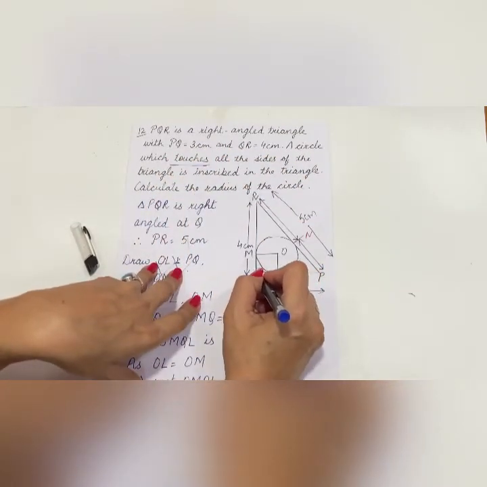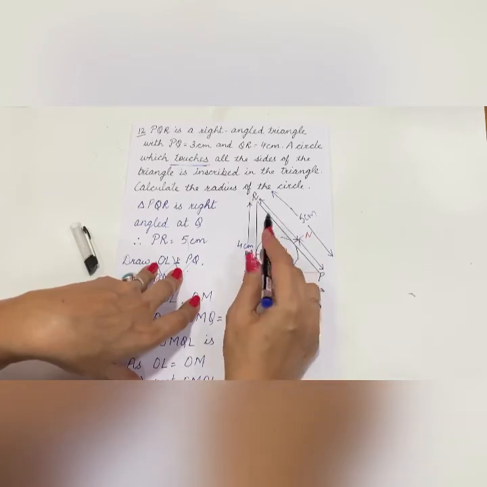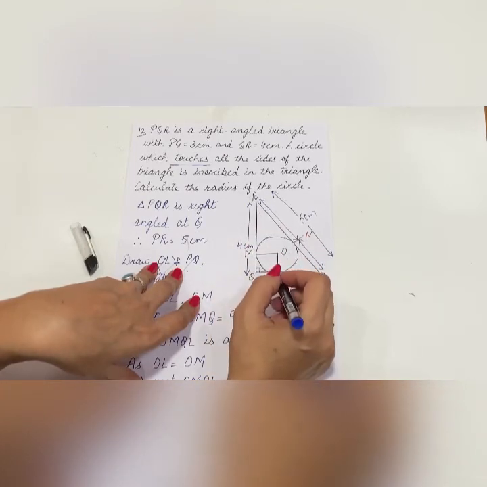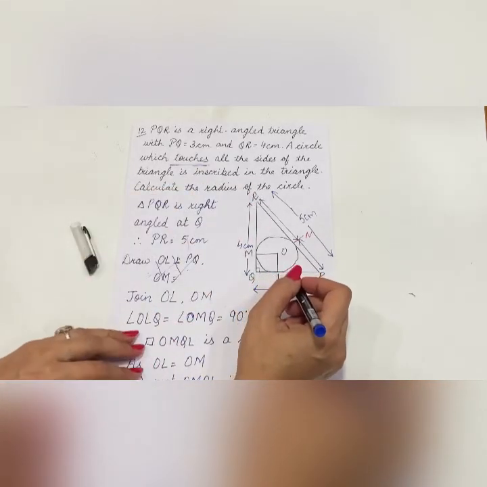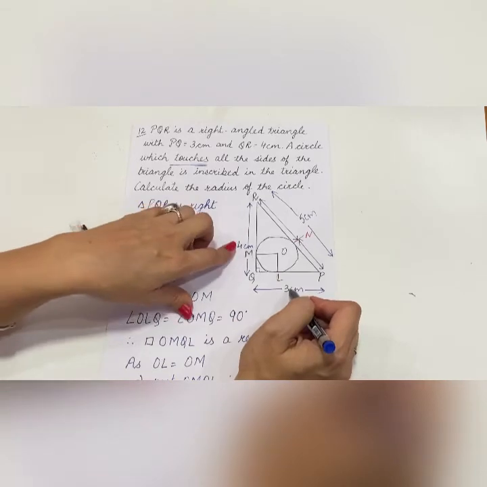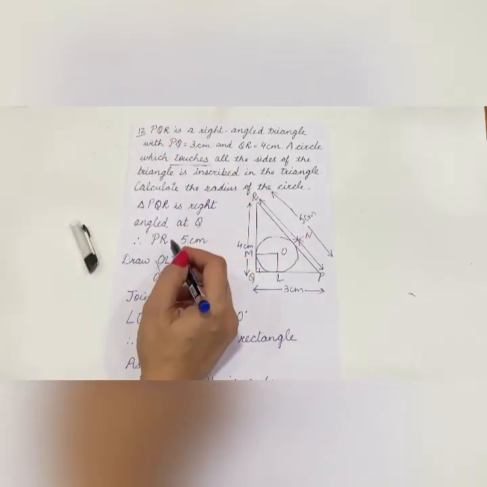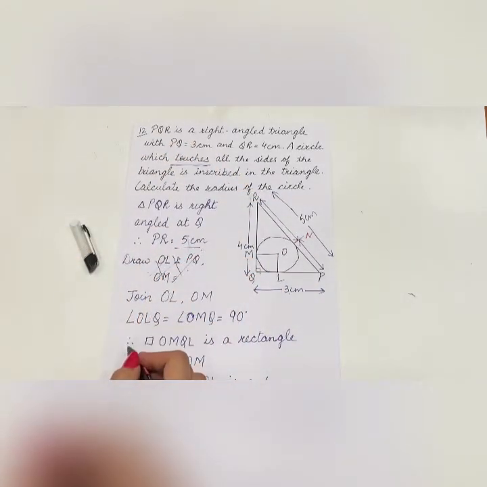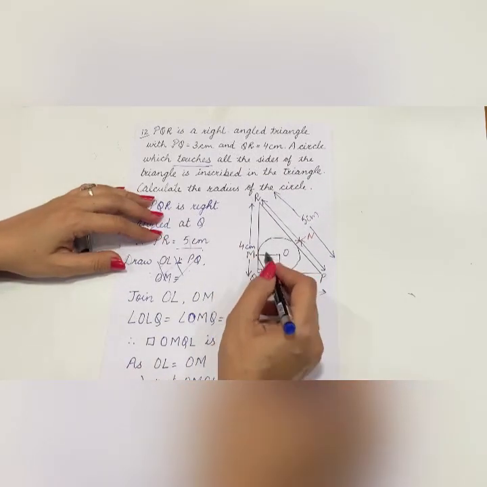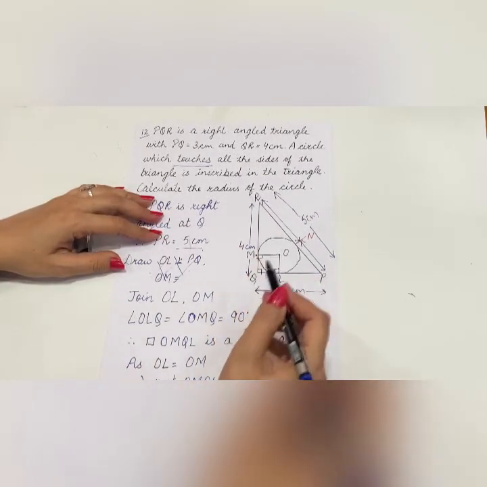That means this QP is tangent to the circle. QR is also tangent and PR is also tangent to this circle. You have to calculate the radius of the circle. So these sides are given 3 and 4 centimeter, right angle triangle. By Pythagoras theorem, we are getting PR equal to 5 centimeter. Now we are joining O to L and O to M. Then these angles will be 90 degree, 90 degree.